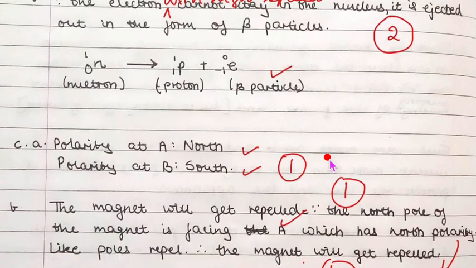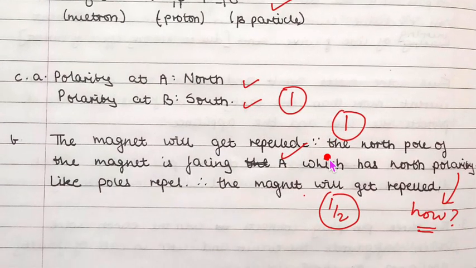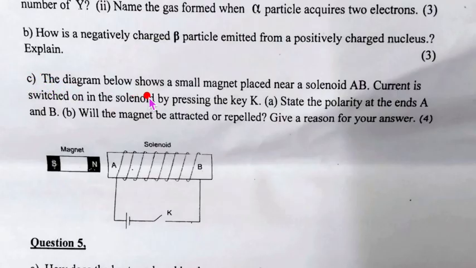Now we come to the next question, which is based on the diagram. Let us see the question first. Question 4C. The diagram below shows a small magnet placed near the solenoid AB. So you have the solenoid, and here we have the cell connected with the key here. The current is switched on in the solenoid by pressing the key, that is K here. State the polarity at the ends of A and B. Will the magnet be attracted or repelled? Give reason for your answer.